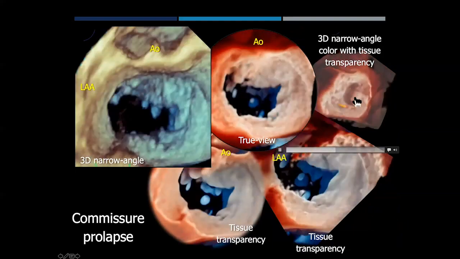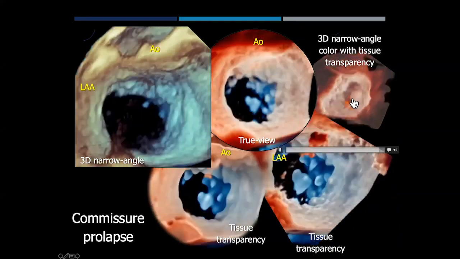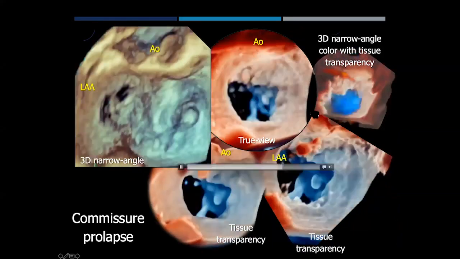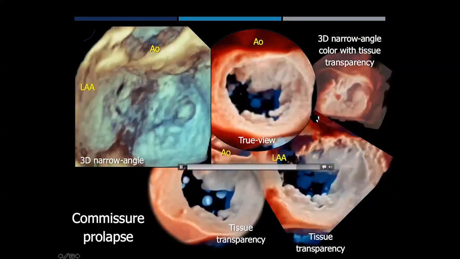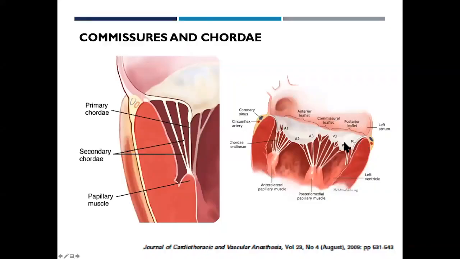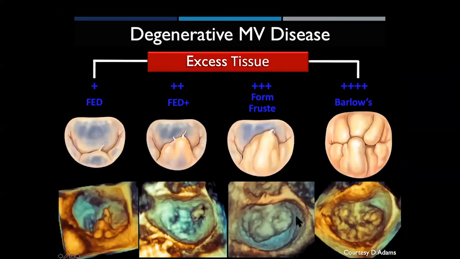This is 3D narrow angle color with tissue transparency. And you can appreciate the color jet from the commissure prolapse. Just to illustrate to you, this is the anterior leaflet, that's the posterior leaflet, and here's the commissural leaflet. So it does exist. And as I was mentioning to you before on a previous slide, this spectrum of degenerative mitral valve disease, from fibroelastic deficiency all the way to Barlow's disease.